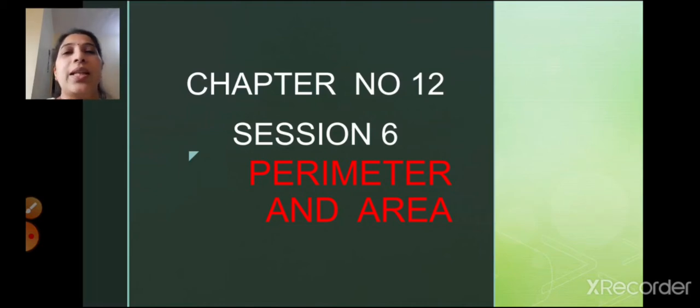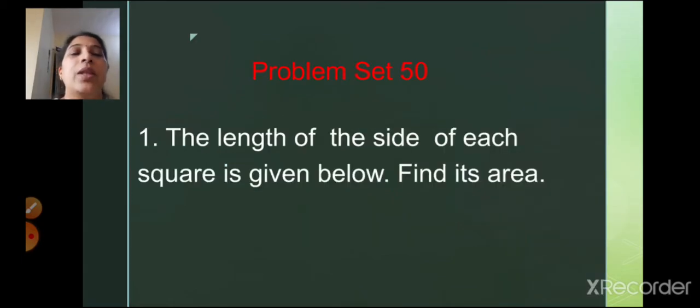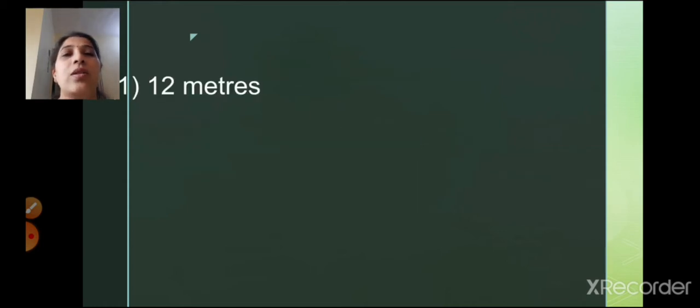So children, in the last session we had solved some examples which were given in the textbook related to the area of the square and area of rectangle. So today we will be solving problem set 50. So what is the first one? The length of the side of each square is given below. Find its area. So the length of the side of a square is given and you have to find out the area of the square. So let's start.